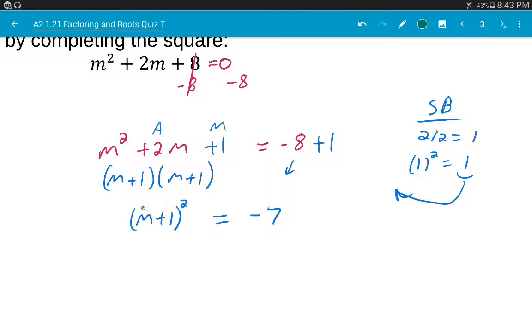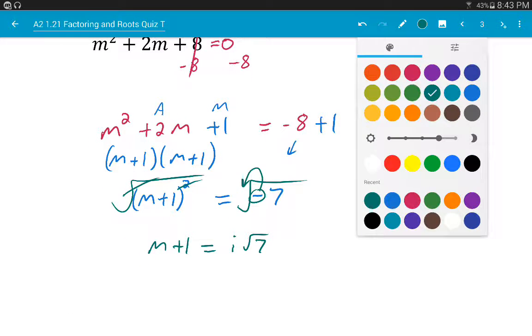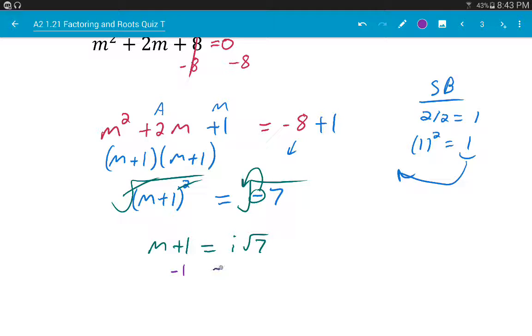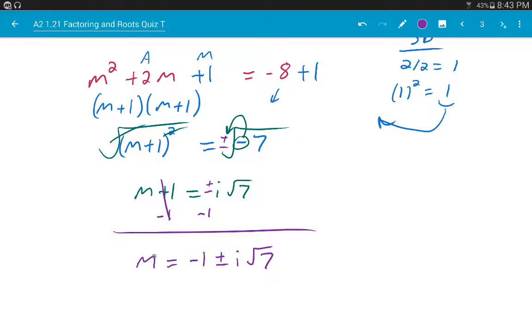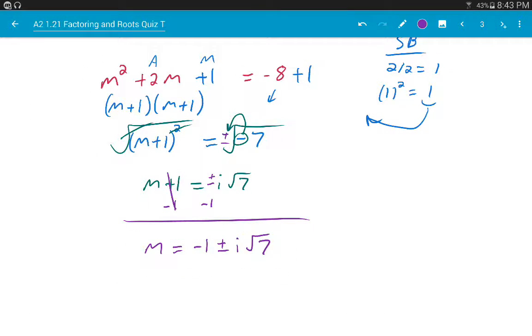Now in order to solve for this m here, I got to get rid of the square, with a square root. Now I get m plus 1 is equal to, well, remember this negative can come out, so i radical 7. And last, but possibly most importantly, minus the 1 over to get the m really by itself. And I get m is equal to negative 1 plus or minus, remember we added the radicals, so that put a plus or minus here. Negative 1 plus or minus i radical 7. And that would be my solution for that one.